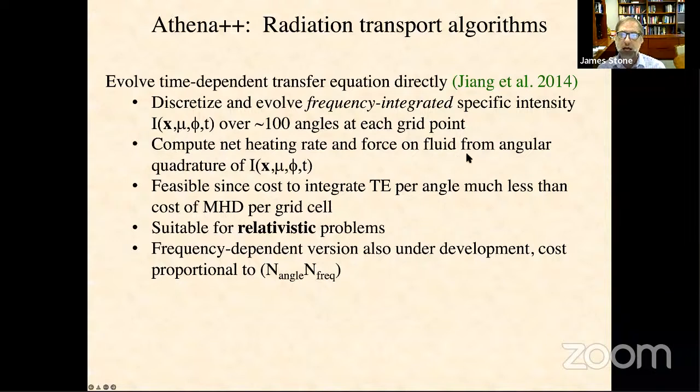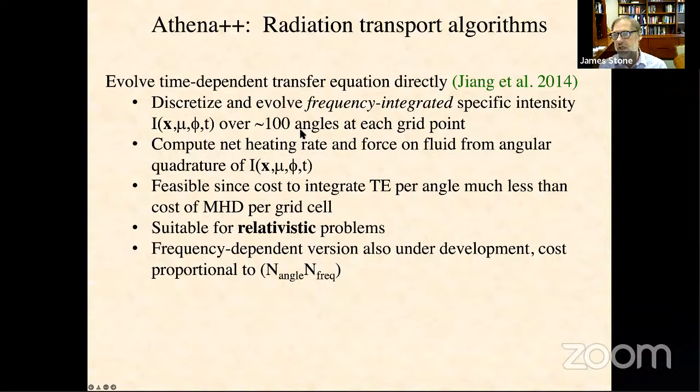We simply discretize and evolve the frequency integrated radiation transport equation, as I wrote down earlier, typically using roughly 100 angles at each grid point. Then we can take angular moments of that specific intensity to calculate the heating rate and force. This greatly increases the complexity, because we have 100 more variables per grid point, 100 angles.